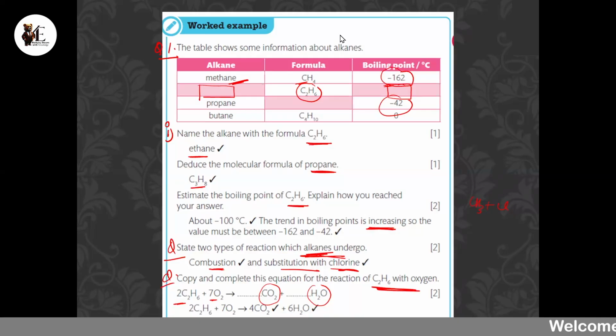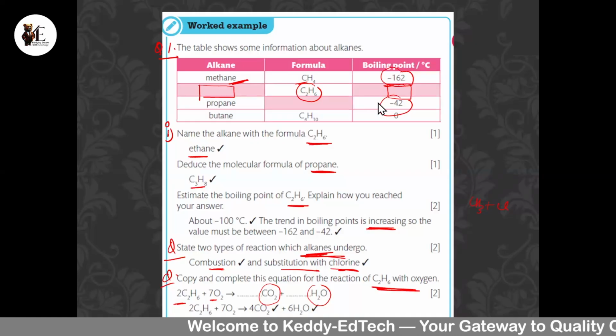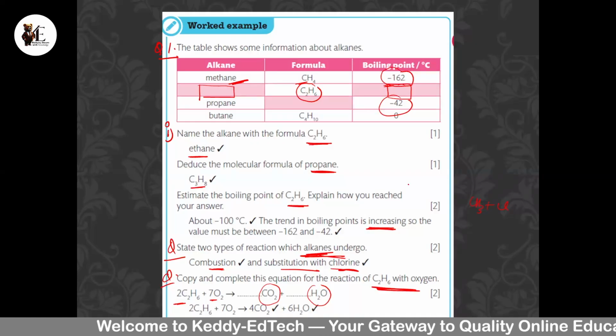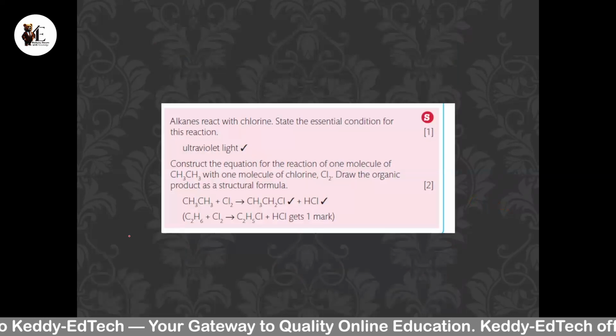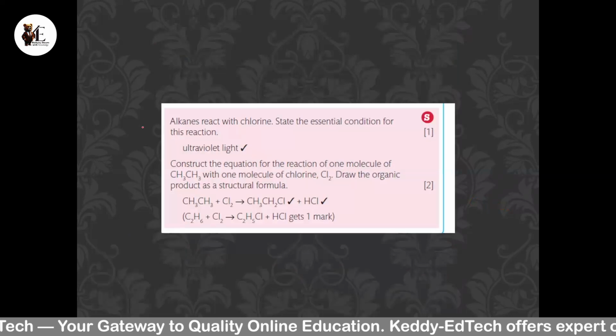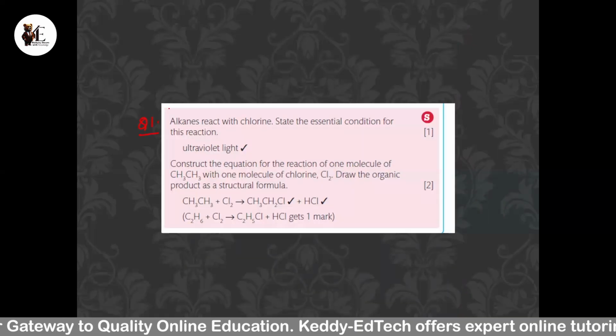Okay, so we are discussing the organic chemistry chapter in which we have discussed the alkanes in the last session. Now we are going to discuss some questions here. Now these are some questions which you have to solve, and please try to join the sessions on time. Okay. So question number 1 is that alkanes react with chlorine.